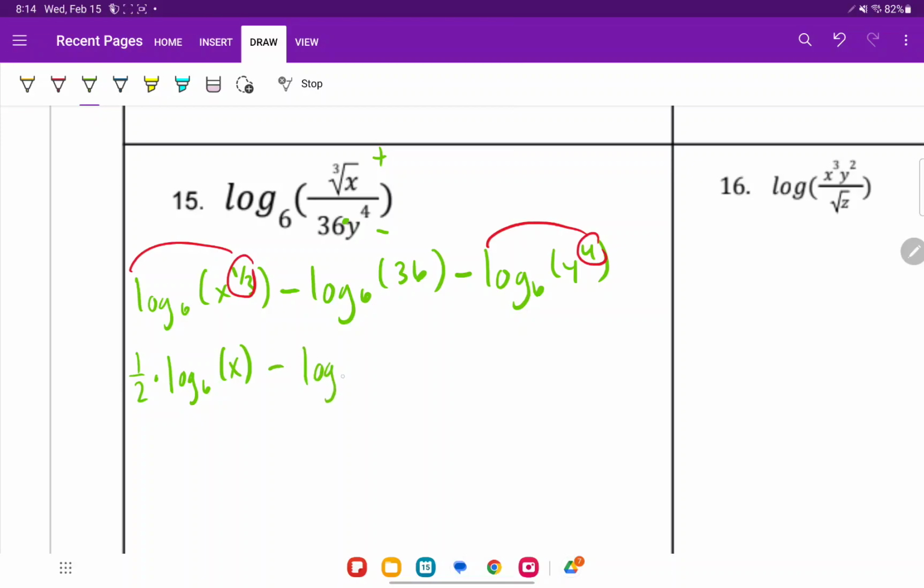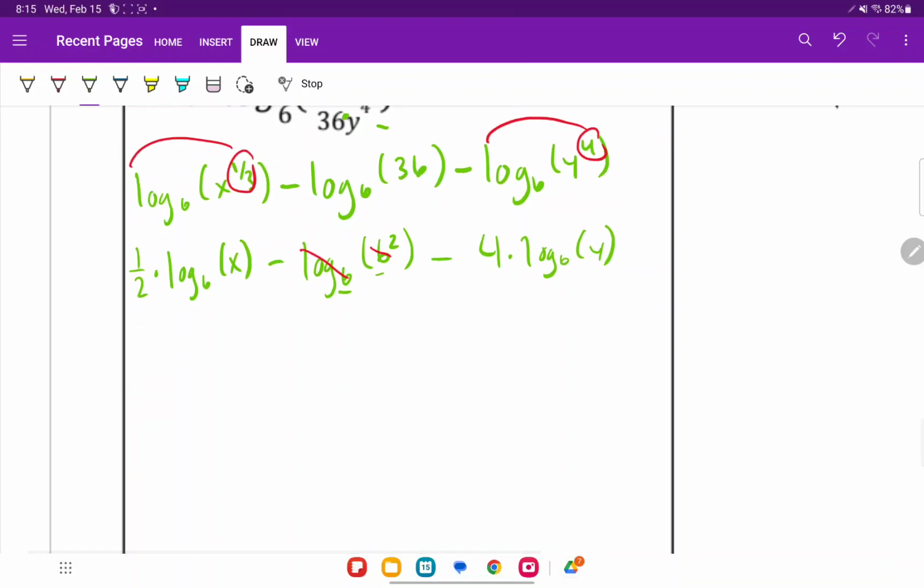Minus log base 6. So when I look at this here, 36 is the same thing as 6 squared. Now, why did I convert it to 6 squared? Well, I created common bases. And what that allows me to do is these right here are going to cancel out, and that's going to leave me with just the 2. Minus, now we're going to bring the 4 in front, 4 times log base 6 of y.